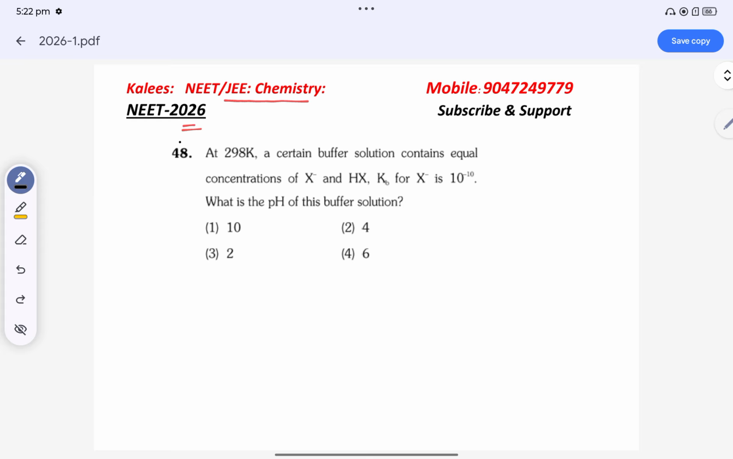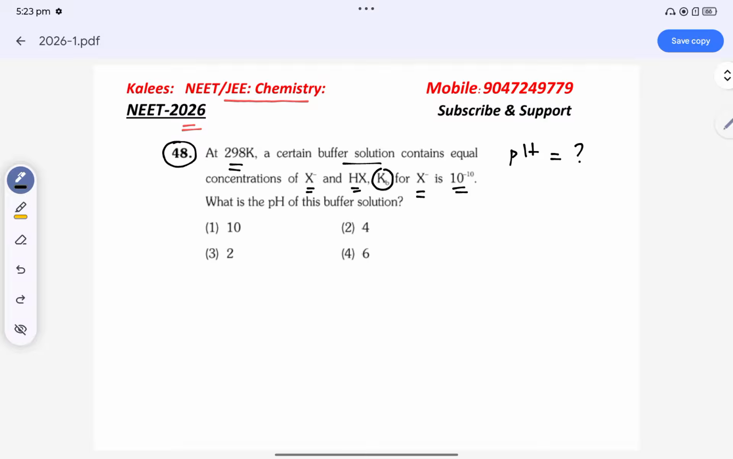So question number 48 is: at 298 Kelvin, a buffer solution has equal concentration of X minus and HX. The Kb value, the basic dissociation constant for X minus, is given as 10 to the power minus 10. They have asked for the pH. What about pH?